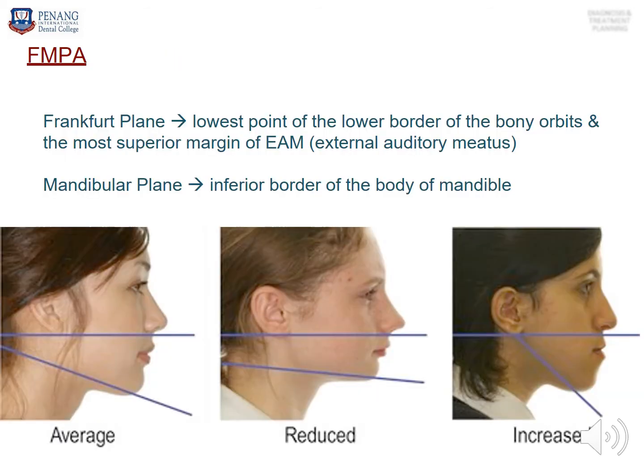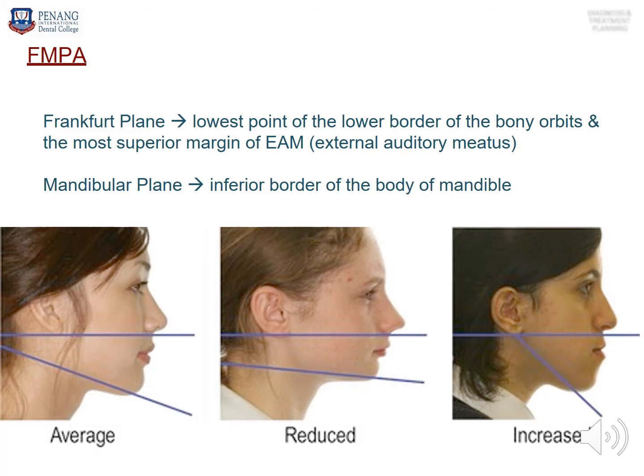Okay, now we will move into the Frankfurt mandibular plane angle. There are three types: the Frankfurt mandibular plane angle is average, reduced, or increased. This angle is formed between two planes. The first plane is the Frankfurt plane. The Frankfurt plane is derived from the lowest point of the lower body of the bony orbits and the most superior margin of the external auditory meatus, whereas the mandibular plane is a line drawn at the inferior border of the body of the mandible.